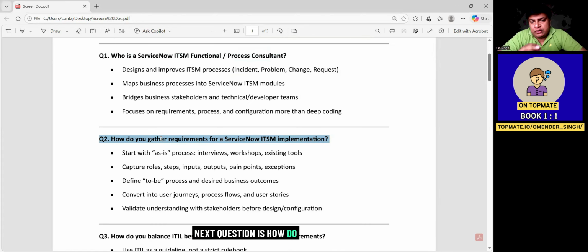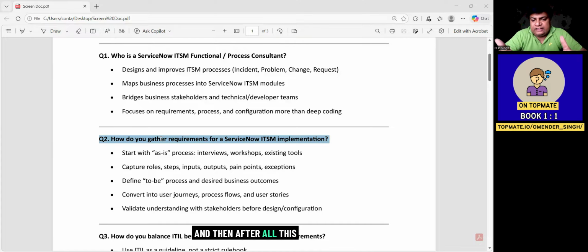Next question is, how do you gather requirements for a ServiceNow ITSM implementation? Yes, this question is a must and you have to be very thorough in this. Let me tell you a few points. First of all, you have to understand the current or as-is process, how the work is done at present. Then you run workshops or interviews with the stakeholders, service desk agents and managers, and capture their views. You capture the roles, the steps, the pain points, and the exceptions in simple notes or diagrams.